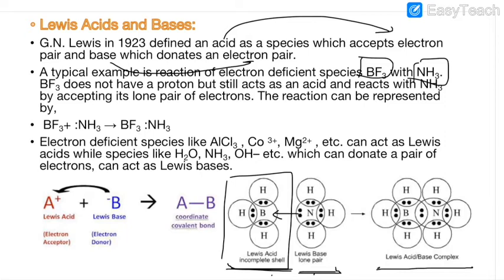Some other electron deficient species like AlCl3, cobalt 3 plus, Mg2 plus, etc. can act as Lewis acids because they can accept a lone pair of electrons, while species like H2O, NH3, OH minus, etc. can donate a pair of electrons. That's why they can act as Lewis bases. So the species which can accept an electron pair will act as an acid, and the species which can donate a lone pair of electrons will act as a base.